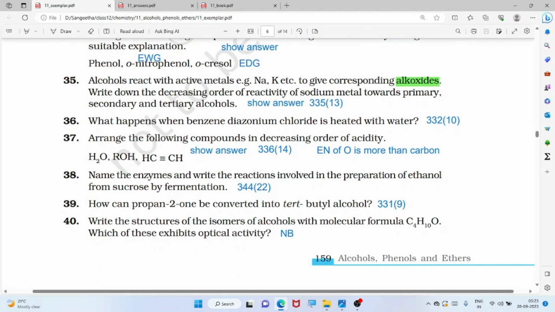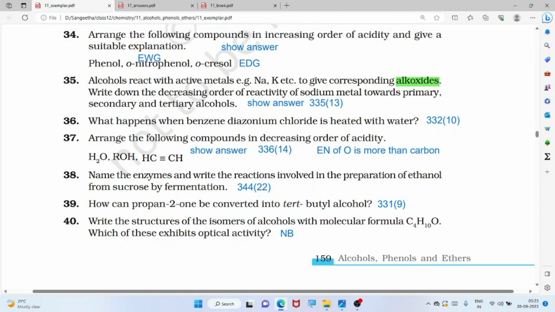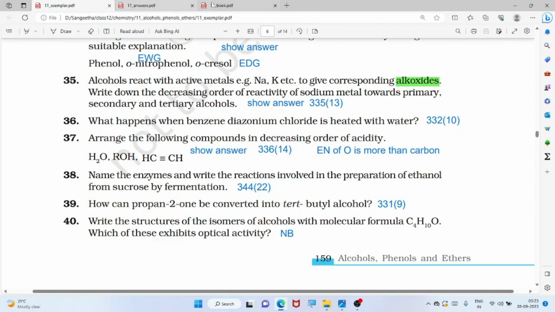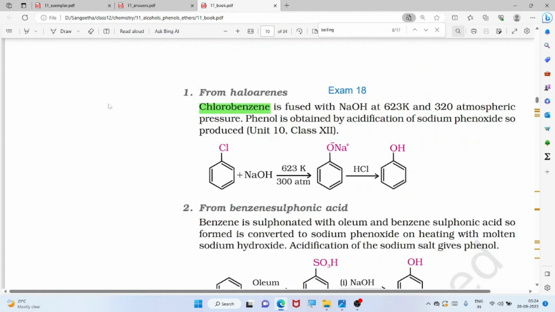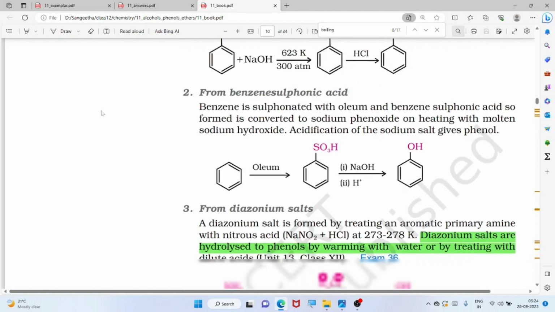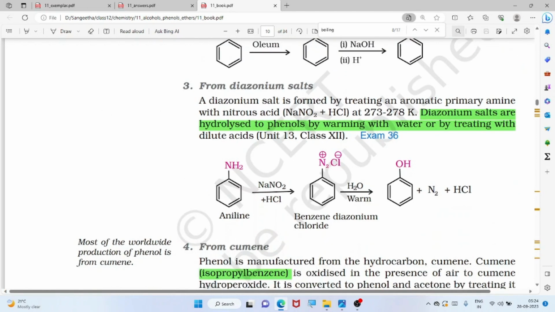What happens when benzene diazonium chloride is heated with water? Diazonium salts are hydrolyzed to phenol by forming methane. Okay, so the benzene diazonium gas, then you will get phenol.